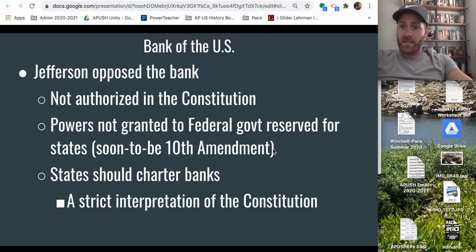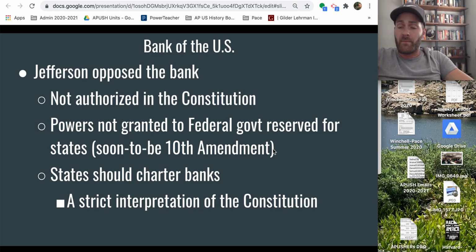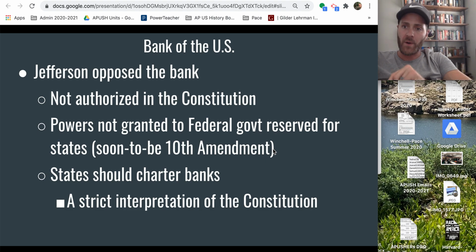So Jefferson is going to be strongly anti-bank, right? He's going to say, wait a second, here's my interpretation piece. Nowhere in the Constitution does it say the government can make a bank. And since it doesn't say the government can make a bank, the government does not have the power to make a national bank. Because the 10th Amendment in the Bill of Rights, which we talked about last week, says all powers not given to the federal government are saved or reserved for the states. And since no power was given to the federal government to make a bank, therefore it is a state power to make banks. Here's that strict interpretation, right?